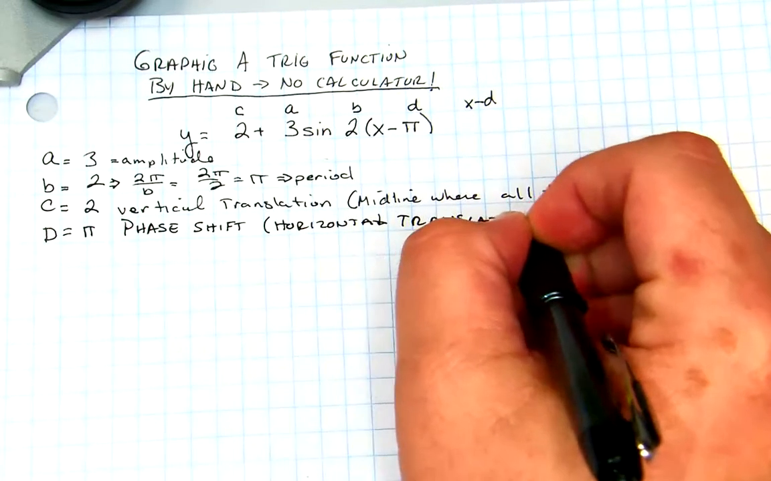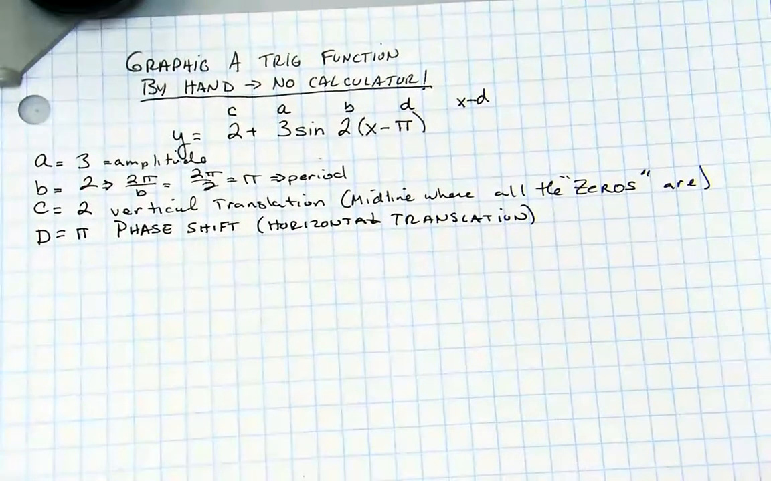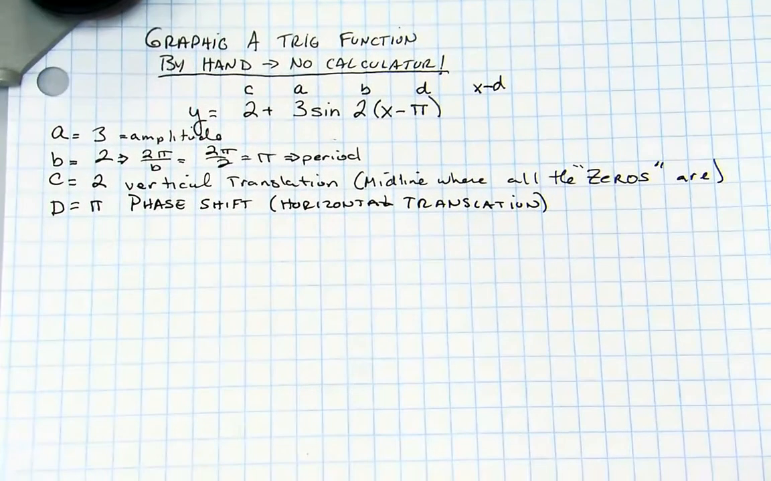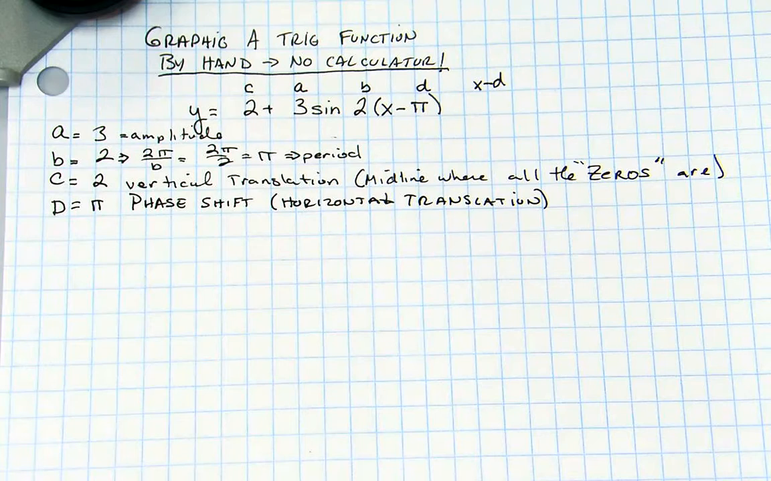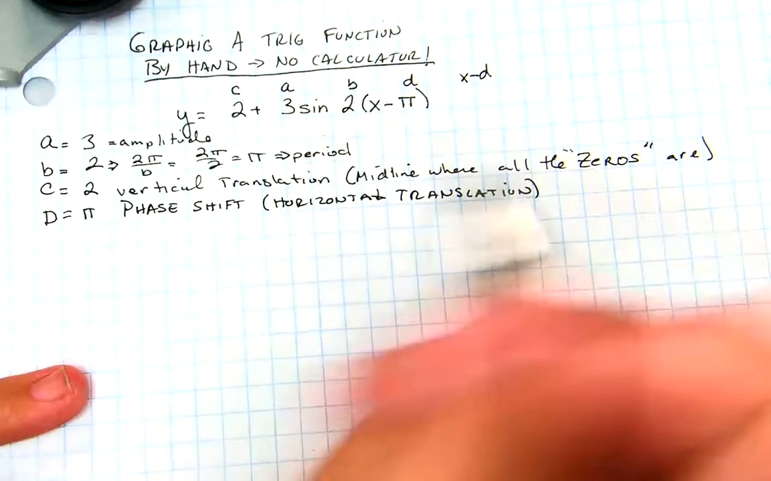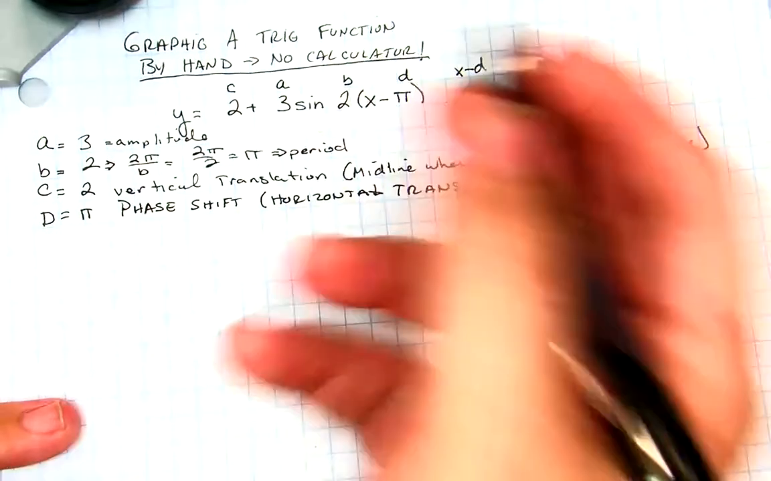And this is just the same as any other function. We're going to be able to move things up, down, left, right, compress it, expand it, that type of thing. Flip it upside down if we wanted to. A is going to flip it upside down. If A is negative, bam, flips upside down. But it's a pretty straightforward process.